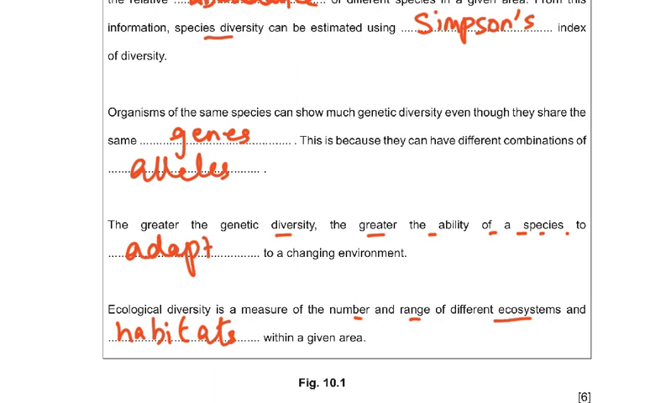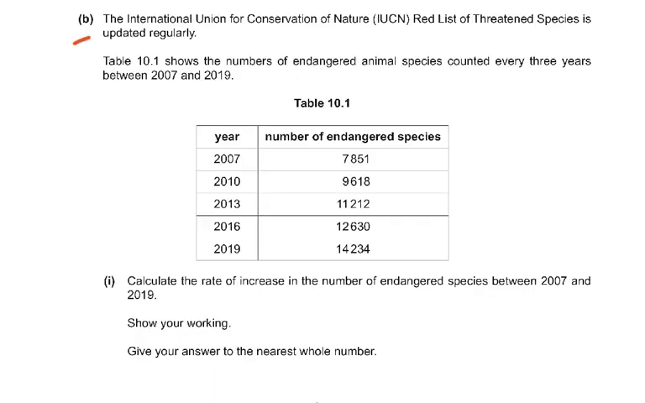within a given area. Coming to the B part of the question, the International Union of Conservation of Nature (IUCN) Red List of Threatened Species is updated regularly. Table 10.1 shows the numbers of endangered animal species counted every 3 years between 2007 and 2019. So 2007 number of endangered species 7851, 2010 9618, 2013 11212, 2016 12630, and 2019 14234.